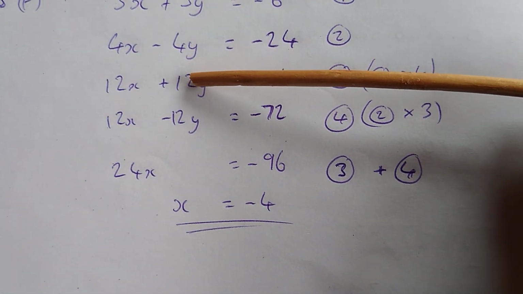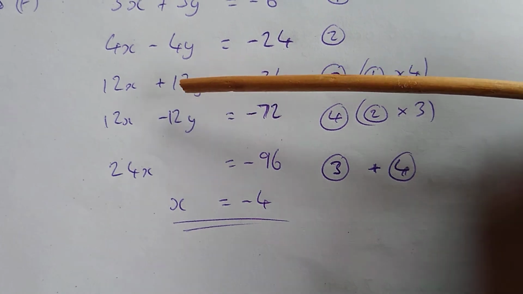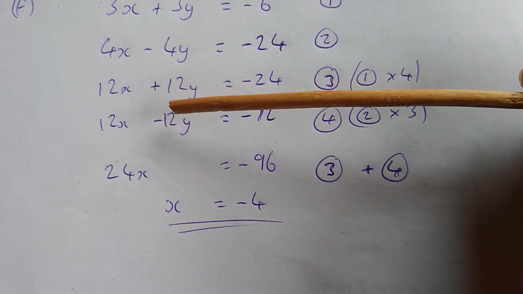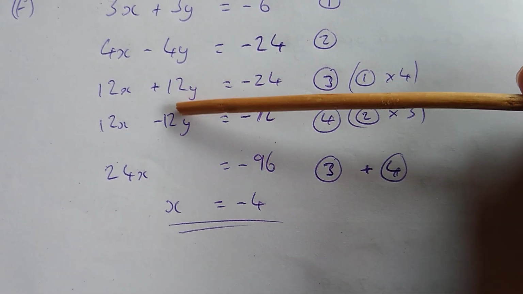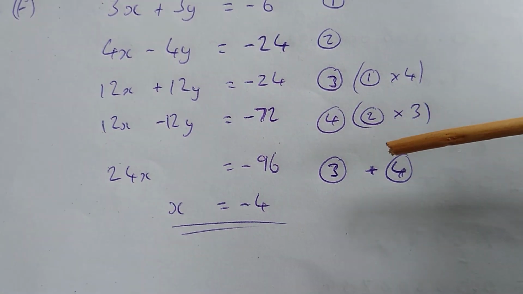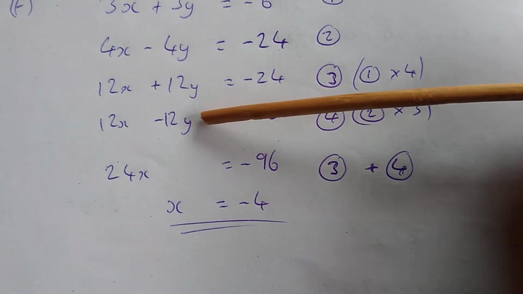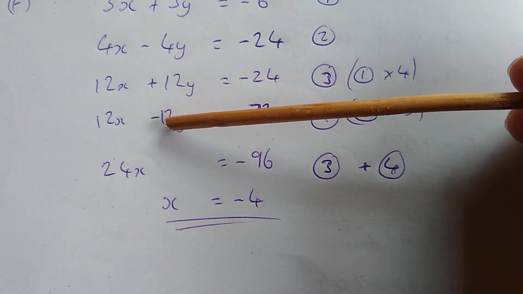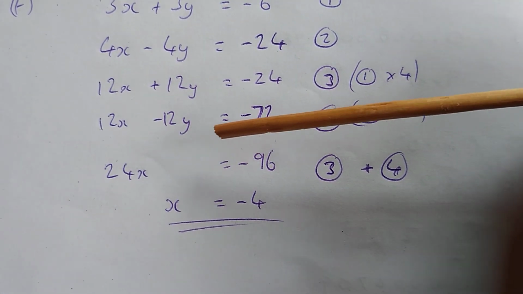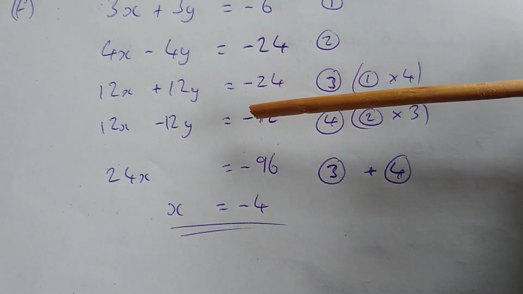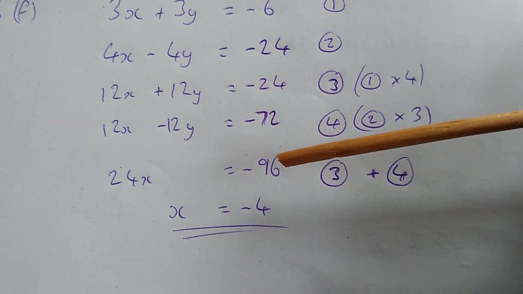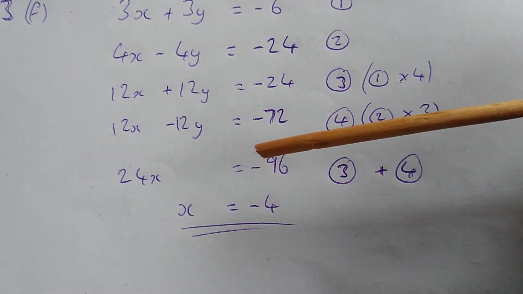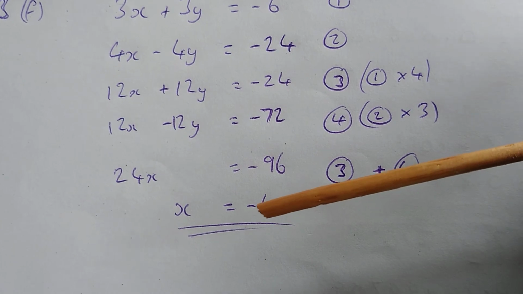So I have a plus 12y and a minus 12y. Well, if I add those two together, minus 12 plus 12 is 0. So if I add them together, I'm going to get 0y. I'm going to eliminate the y terms. So I'm going to do equation 3 plus equation 4. 12x plus 12x, 24x. 12y plus minus 12y is 0y, which is 0. Minus 24 plus minus 72 is minus 96. So 24x equals negative 96. Divide both sides by 24 and x equals negative 4.